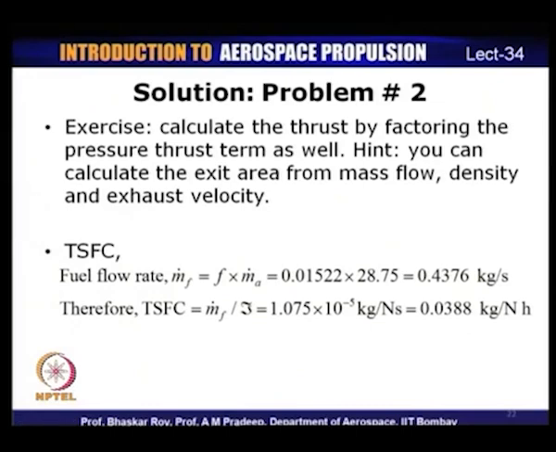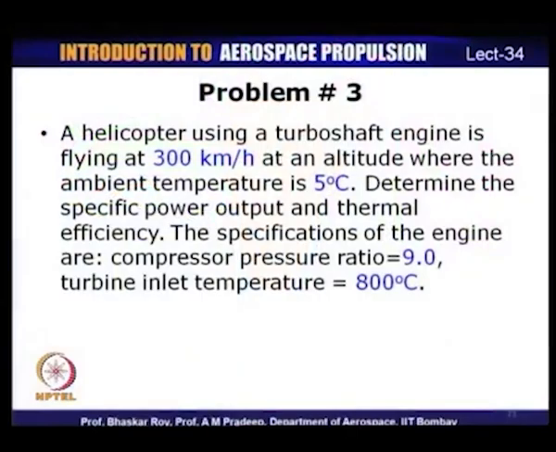So, this was a problem where we were analyzing a turbofan engine, which is a twin spool turbofan engine with two separate streams. The third problem which we shall quickly look at is that of a turboshaft engine. We will need to calculate the specific power that is generated and the efficiency. So, let us look at the third numerical problem we have, which is a helicopter using a turboshaft engine flying at 300 kilometers per hour at an altitude where the ambient temperature is 5 degrees Celsius.